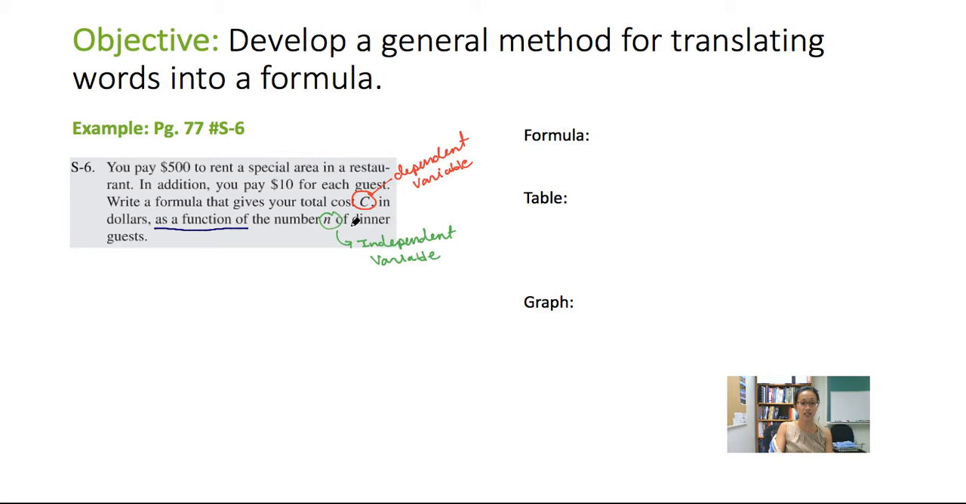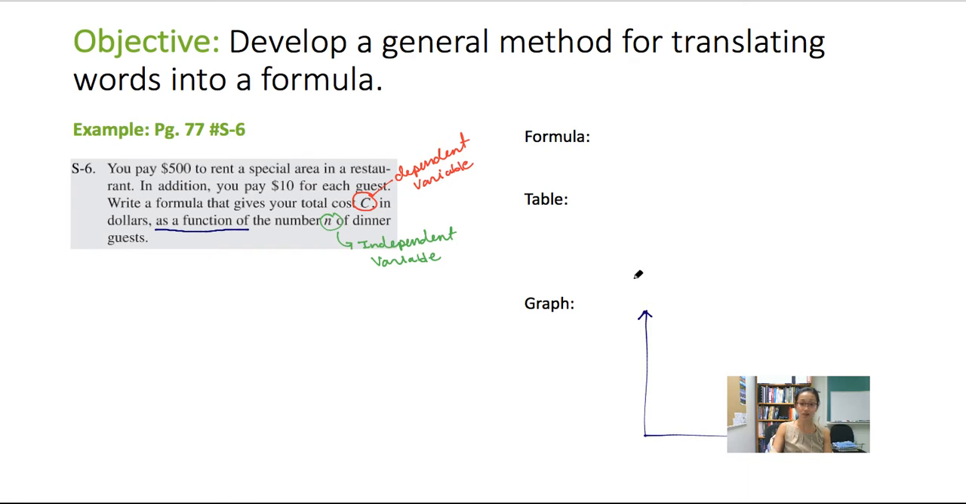So in this problem, C is a function of n. C depends on n. As soon as I figure out which one is the dependent and the independent variable, I always like to sketch myself a quick graph so I can label the variables on it, and it helps me keep track of which one is on the y-axis and which one's on the x-axis. Since C is the dependent variable, that's going to go on the y-axis. If you want to practice writing function notation, we can define this function as C of n, where C is the total cost measured in dollars. And our x-axis is going to be n, where n is the number of guests.